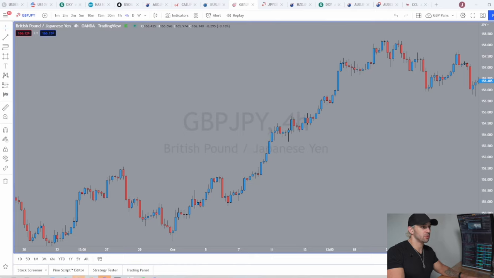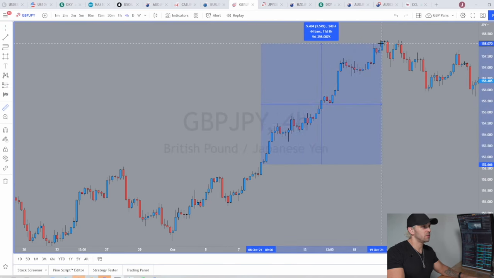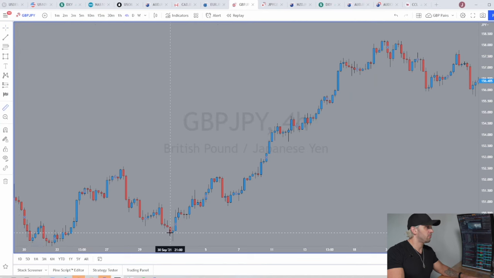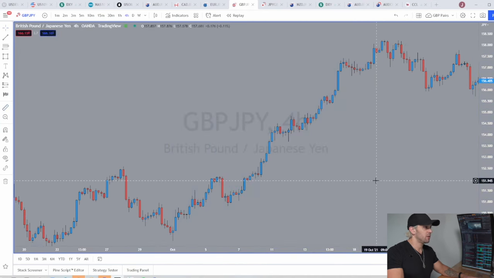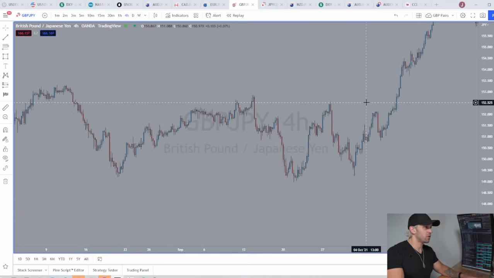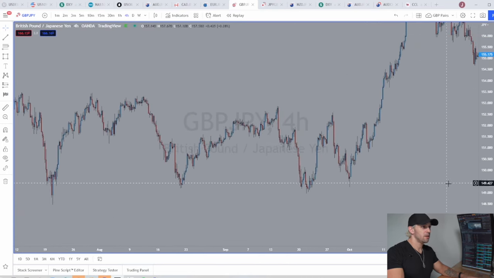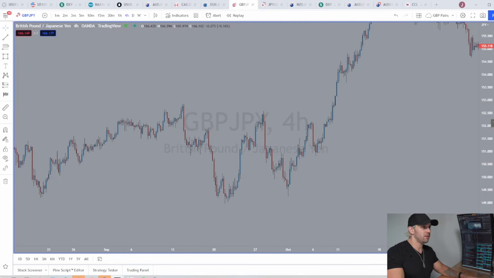If I were to measure this real quick, just to give you an idea of what GJ did, we went up a good 600 pips, 700, or 900 pips actually if we count from the lows of the bottom here. If we go back and look at what GJ's been doing, you can see we couldn't break this area at 152,500 for the longest time. You can see the constant rejections that we were getting.